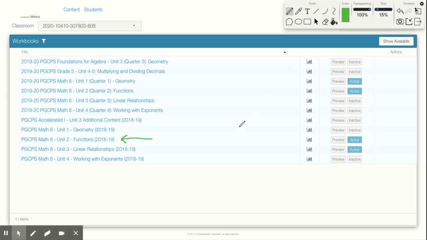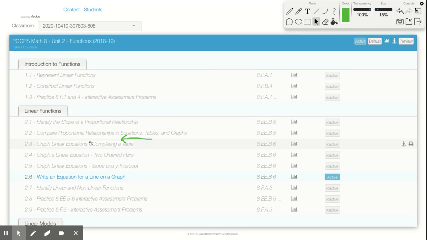Hi, today we're going to be working on PGCPS Math 8, Unit 2 Functions 2018-2019. So click on that. And we will be working on 2.6, write an equation for a line on a graph. So click on that.